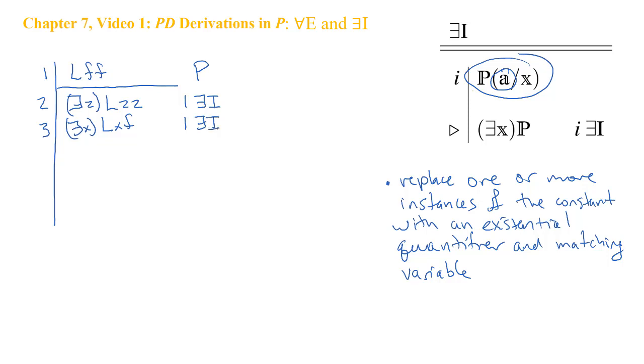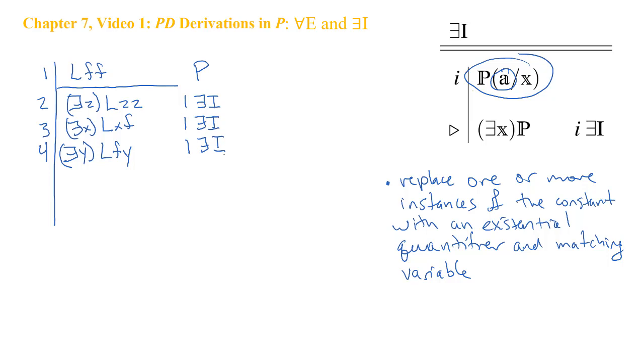Moreover, we could choose to replace the other f from line 1. So again, starting with line 1, we'll say, for example, some y. It doesn't actually have to be a different variable here, but I'm just choosing one for the sake of variety. If Fred loves himself, then there is some y such that Fred loves that y. Again, this is also a correct application of existential introduction to line 1.